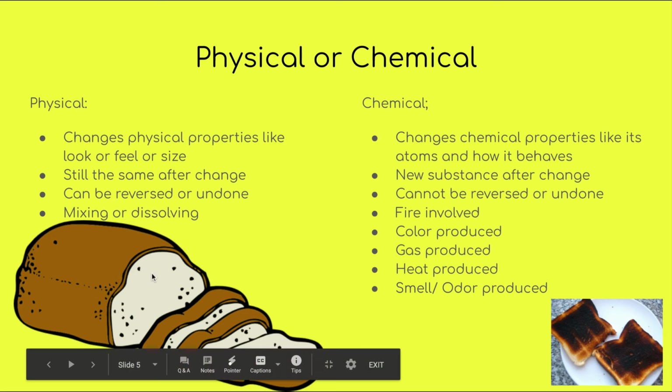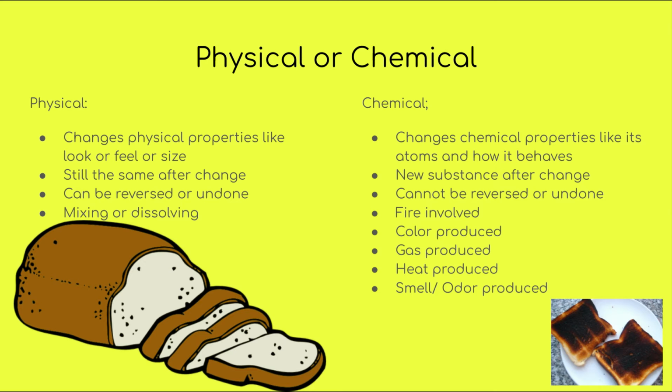So, for example, this bread I have, if I were to cut or slice the bread, I'm changing the size and the shape of the bread, but it's still bread. Now, this can't be reversed or undone, but these other clues are all here. We changed physical properties. It's still the same after it changed. It's still bread. And it involves mixing or dissolving. So we're breaking or separating it, right?